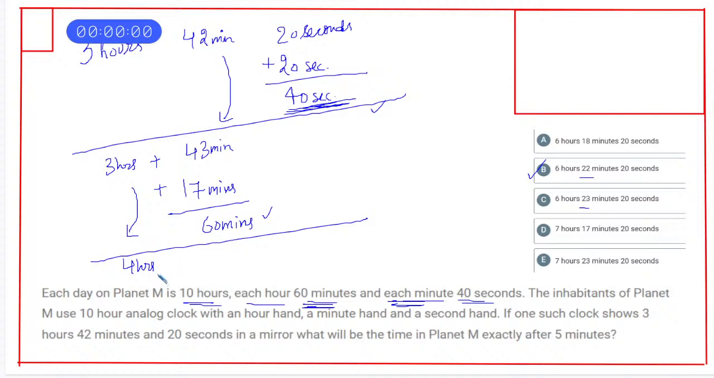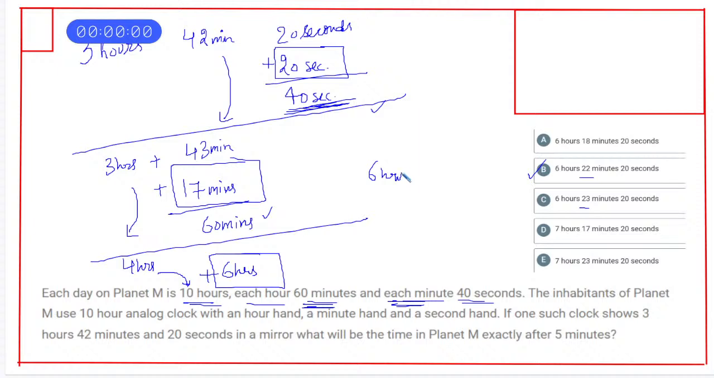Now I have to go from 4 hours to 10 hours. I will add 6 more hours. So how much have I added? 6 hours, 17 minutes, and 20 seconds. So 6 hours, 17 minutes, and 20 seconds I have added. After 5 more minutes, the time will be how much? 6 hours, 22 minutes. So option B is correct. Very good.